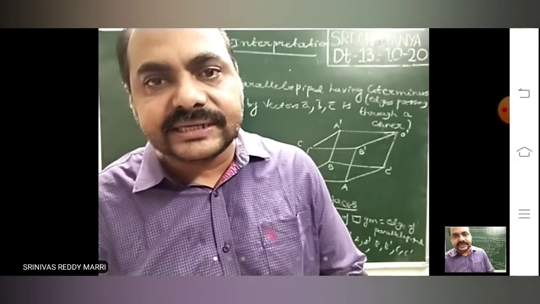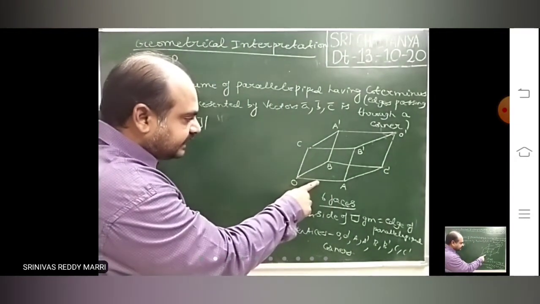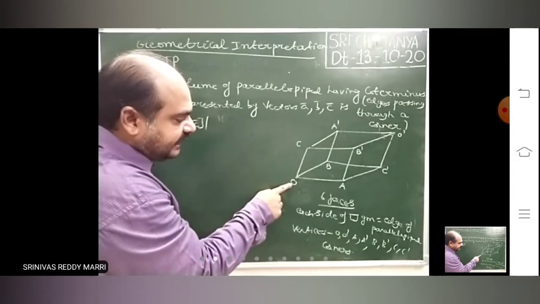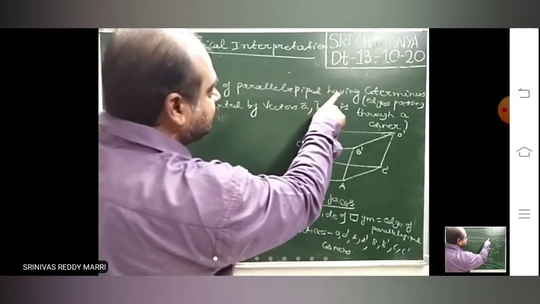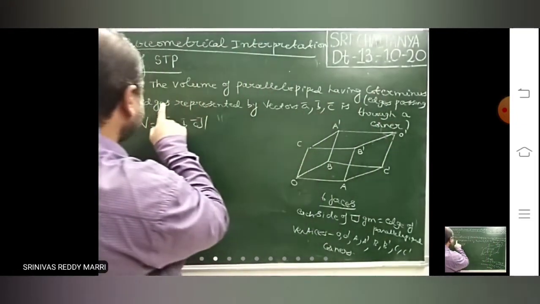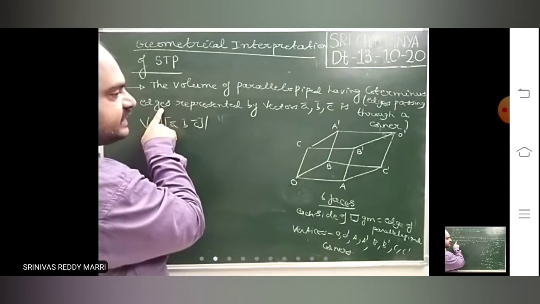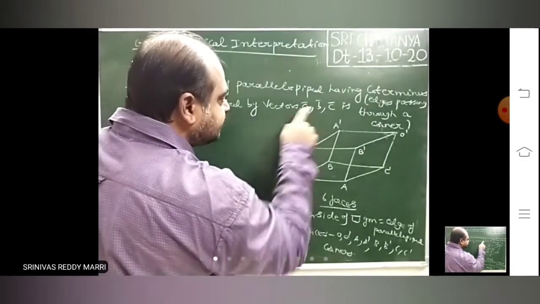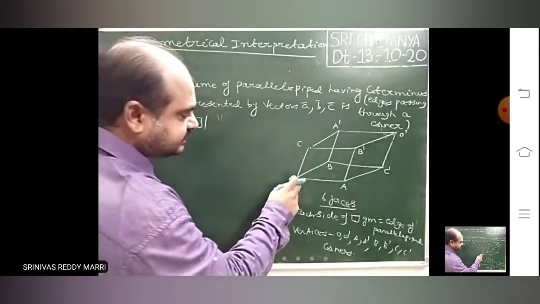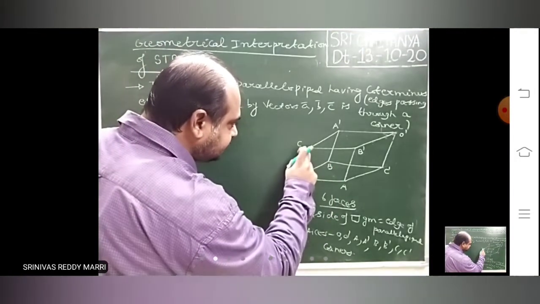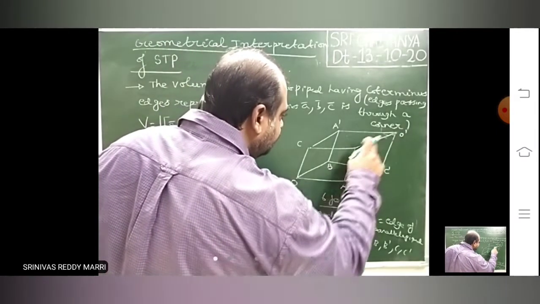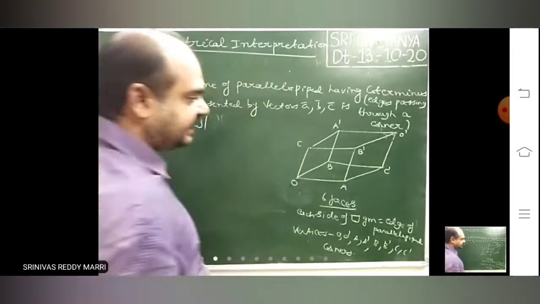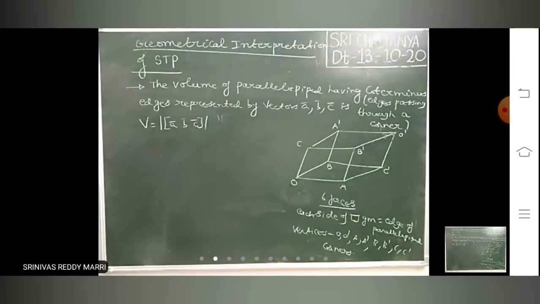Those are called coterminous edges. Right? The edges which intersect at a point are called coterminous edges. Look at this. The volume of a parallelepiped having coterminous edges. Coterminous edges means 3 vectors represented by them are given. Look at OA, OB, OC. These 3 are coterminous edges. Similarly, B dash O, B dash C, B dash E, they are called coterminous edges. Right? Coterminous edges, the meaning is that.